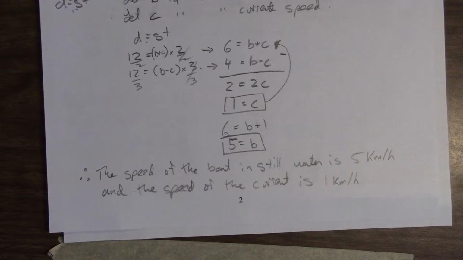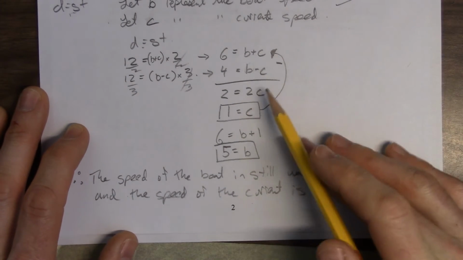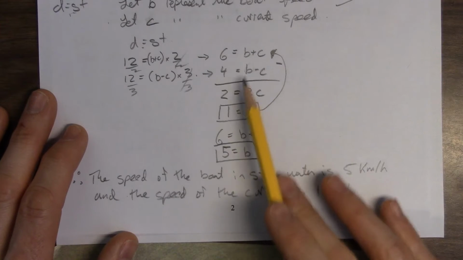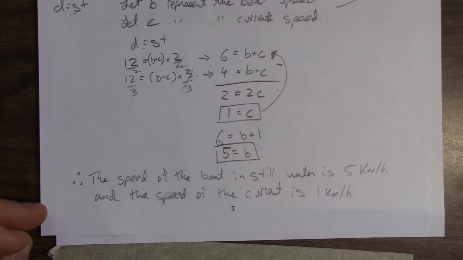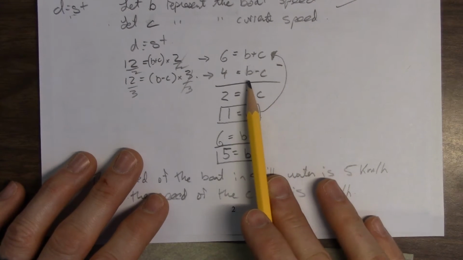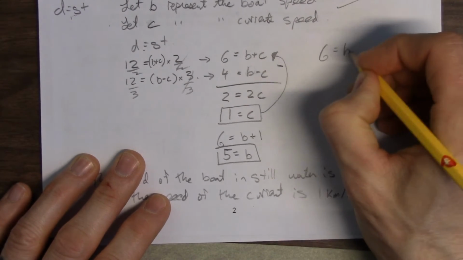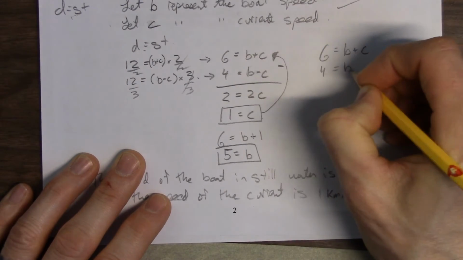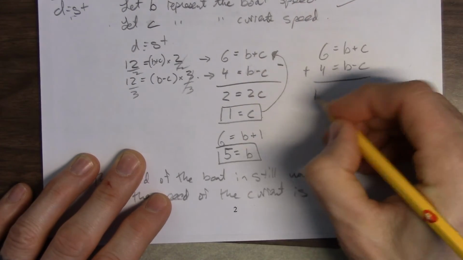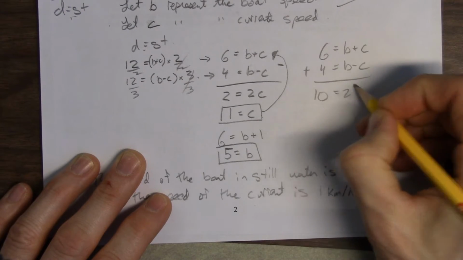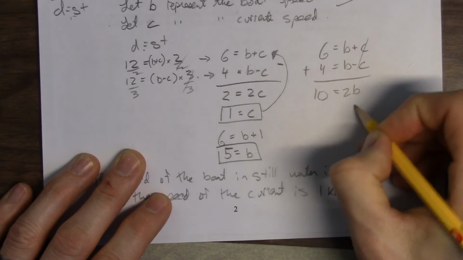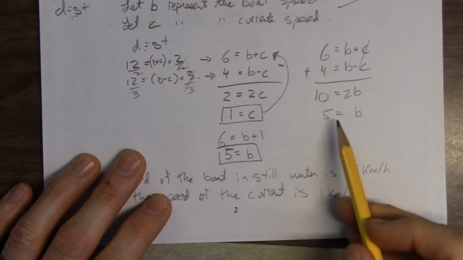Why can't we just add the equation at the top so the C's go? You could have. I said that. You could do either one. Jafet chose to subtract. You could have added. If you added, you would have got the value of B first. Let's do it. Watch. 6 equals B plus C. 4 equals B minus C. If we added these, we would have got 10 is equal to 2B, and the C's are gone, so B is equal to 5. See, we would have just gone in reverse.